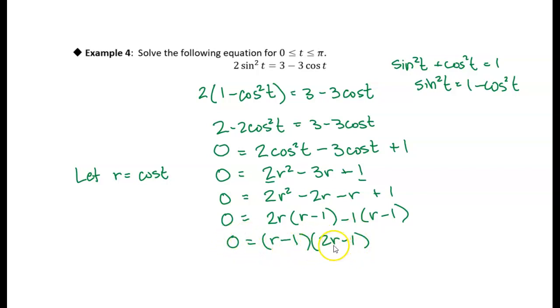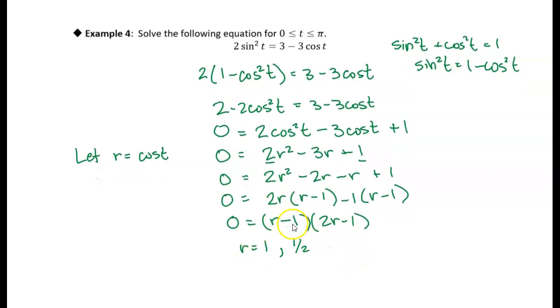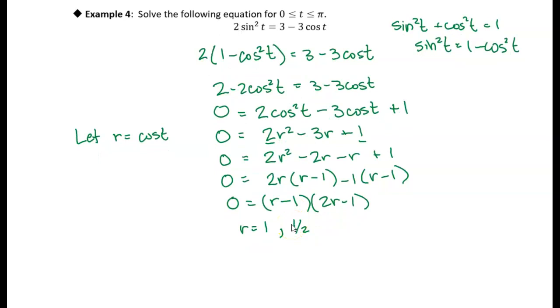In order for the product to be equal to 0, one of the two factors has to be equal to 0. So that means either r is equal to 1 or r is equal to 1/2, because 1/2 would make the second factor equal 0. So I solved the quadratic. Now let's go back to the sine and cosine, because remember r was cosine. So r equals 1 means that the cosine of t is equal to 1, and r equals 1/2 would be the case where cosine of t is equal to 1/2.